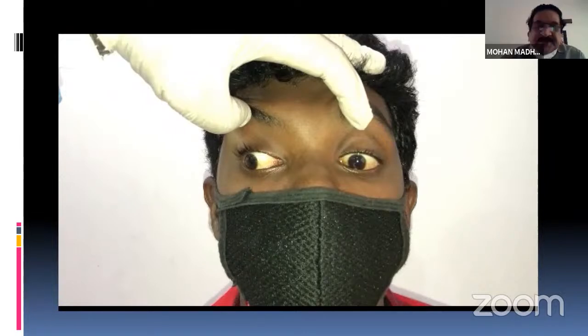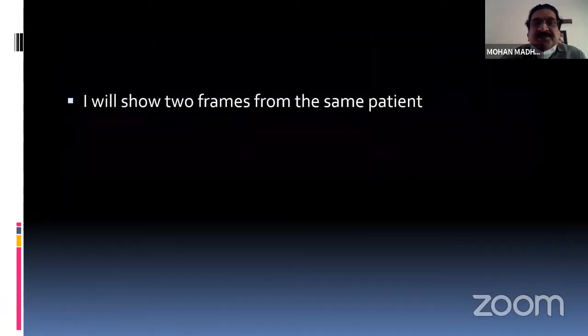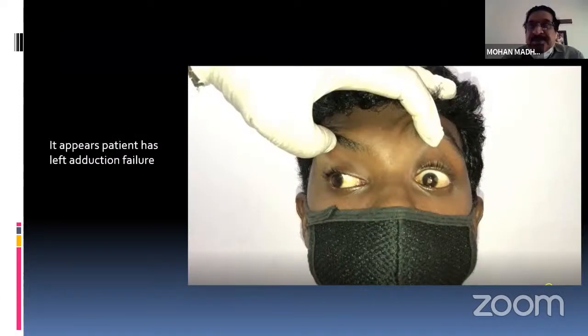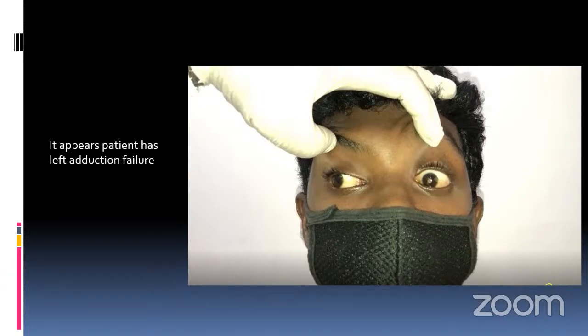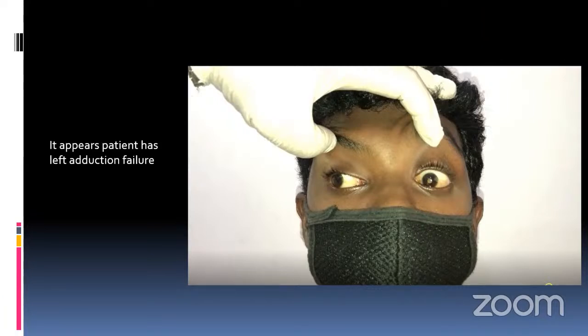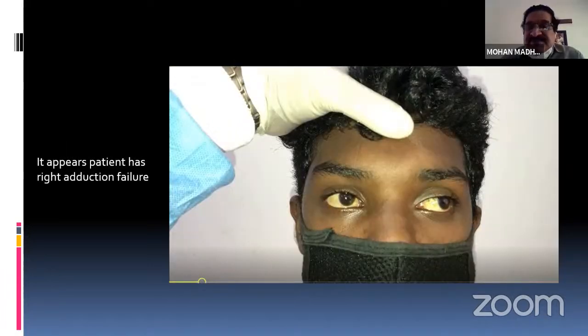I'll show one more thing. I'll show two frames from the same patient. The patient is asked to look at one point, and when you look carefully, otherwise ocular movements are all normal. But at this point, the left eye is not adducting as much as the right eye is abducting. Obvious, no? It's a disconjugation there. Now in this frame, on looking to the left side, there is a disconjugation.